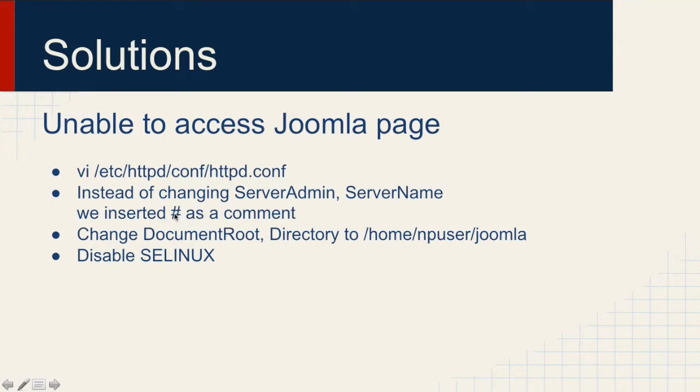So we just put the hash key in front of the server admin and the server name, and then we change the document root and the directory to home/mp-user/Joomla. Before that, we had just written home/Joomla, which is wrong.